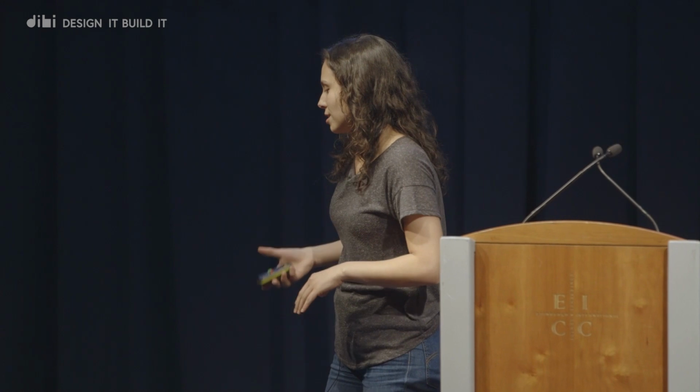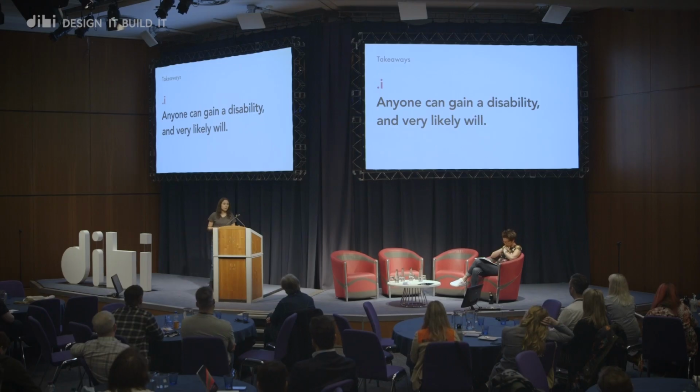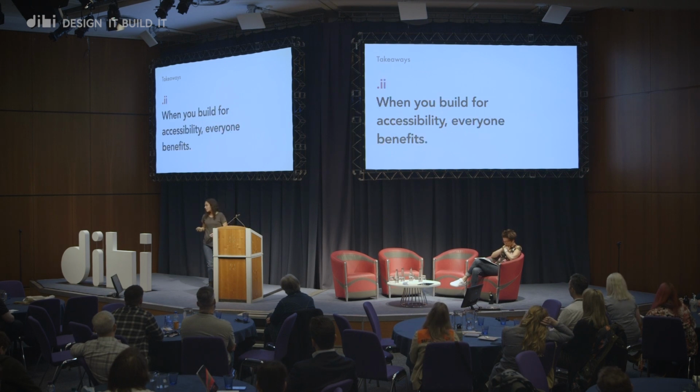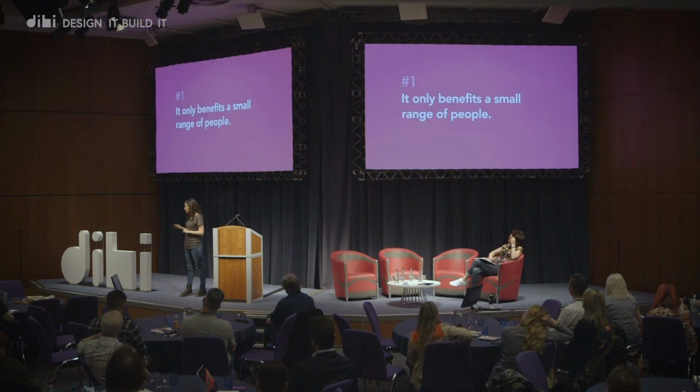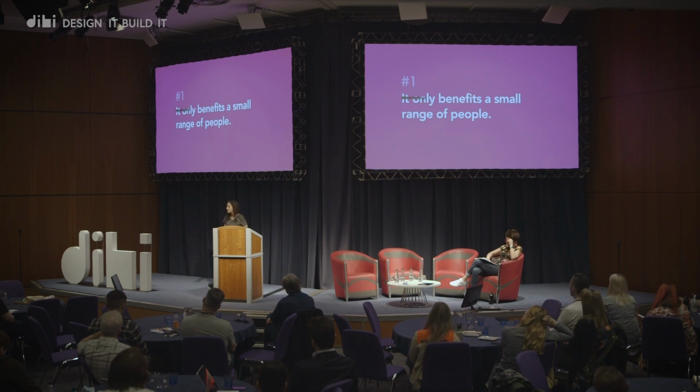The main takeaways I want you to take from this first part are that anyone can gain a disability and, unfortunately, very likely will. And also that when you build for accessibility, everybody wins. If you make sure that a certain app has good contrast, it's going to be great for people with visual impairments, but also very good for people using the phone in the sun. We'll see other examples of this. So does it only benefit a small range of people? The answer is no.